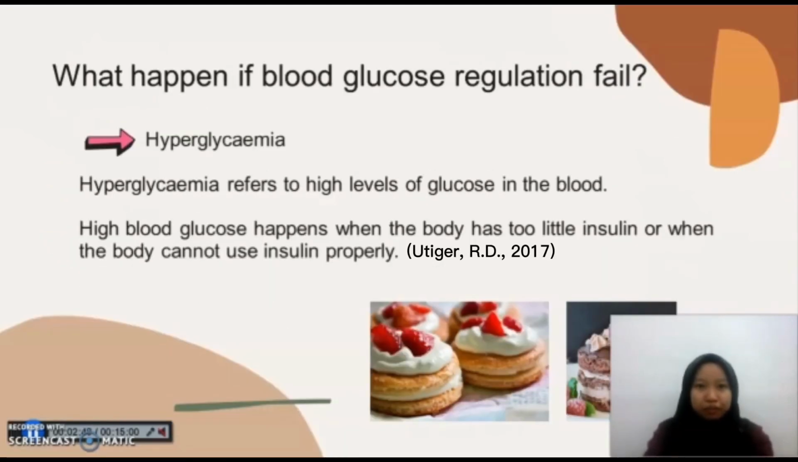What happens if blood glucose regulation fails? Hyperglycemia will occur. Hyperglycemia refers to high levels of glucose in the blood. High blood glucose happens when the body has too little insulin or when the body cannot use insulin properly. High blood glucose can cause major heart complications in people with diabetes over time. Several factors can contribute to hyperglycemia, including eating more carbohydrates than normal and being less physically active than normal.